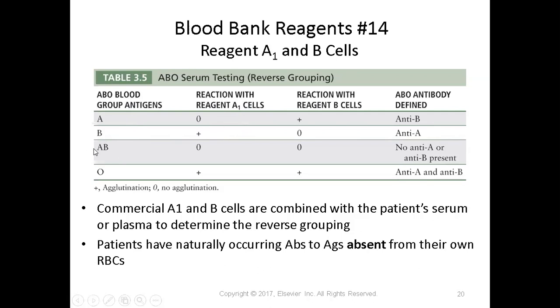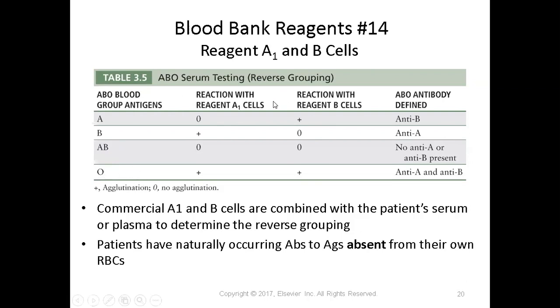The rarest blood group, type AB: these individuals have both A and B antigens. So guess what? Since they have both of these, they have no antibodies. We would get negative results with reagent A1 cells and negative results with reagent B cells because they lack both anti-A and anti-B. Okay? And then lastly, type O has no A or B antigens, so we expect them to have both anti-A and anti-B.